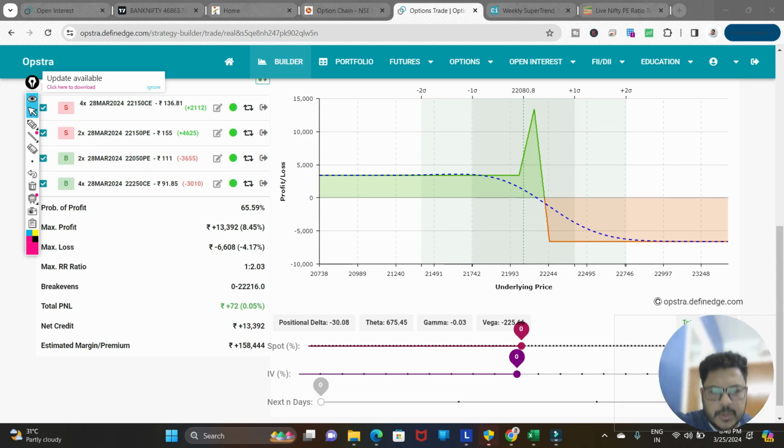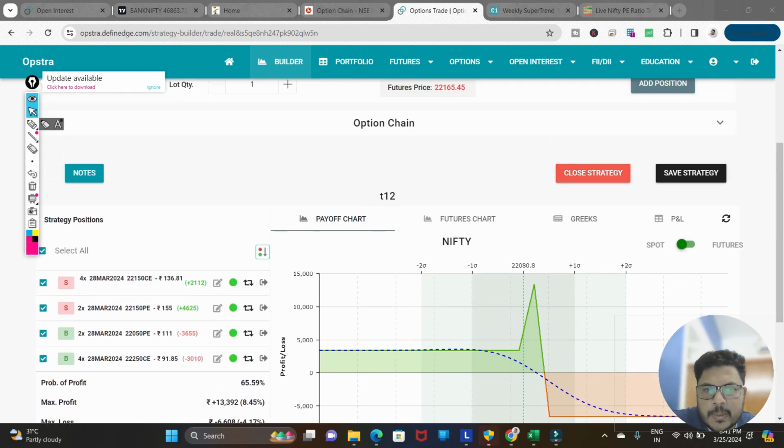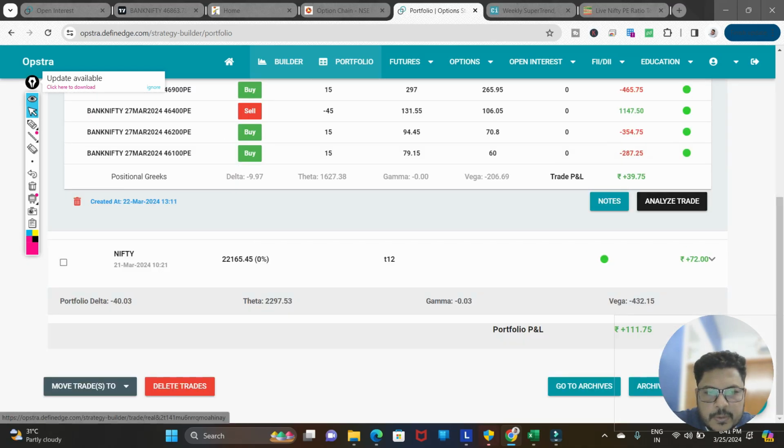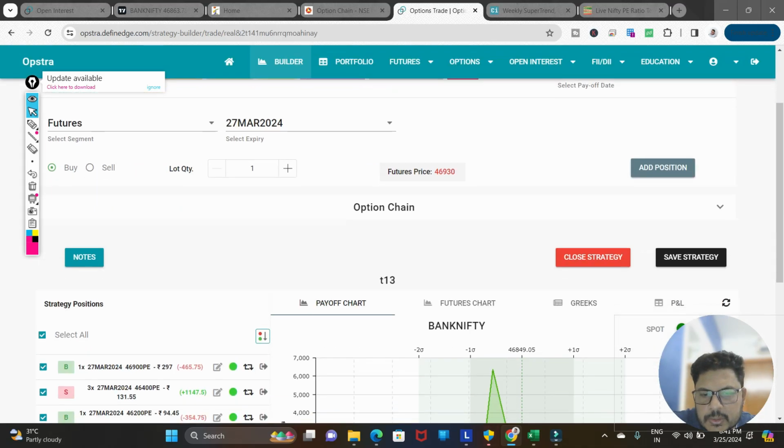You should not have a thought in the mind that you will make 100% returns every year, which is not possible. So you need to keep in mind that you should always make a little more than 20-25%, which is very, very healthy, so that your capital can keep compounding. So I have deployed my money in two strategies, one on Nifty and one on Bank Nifty.